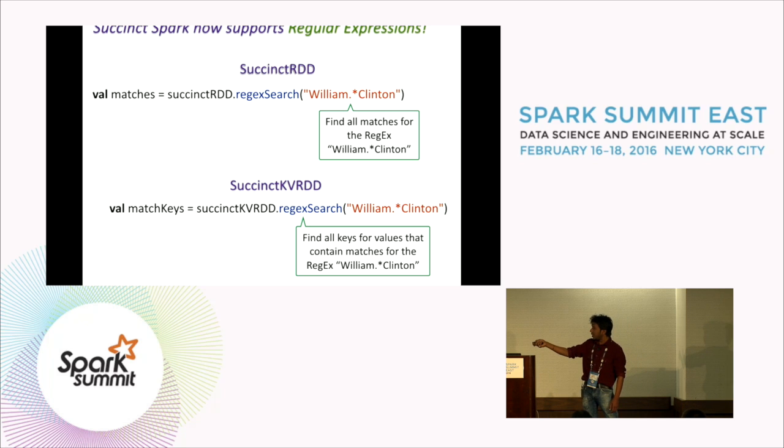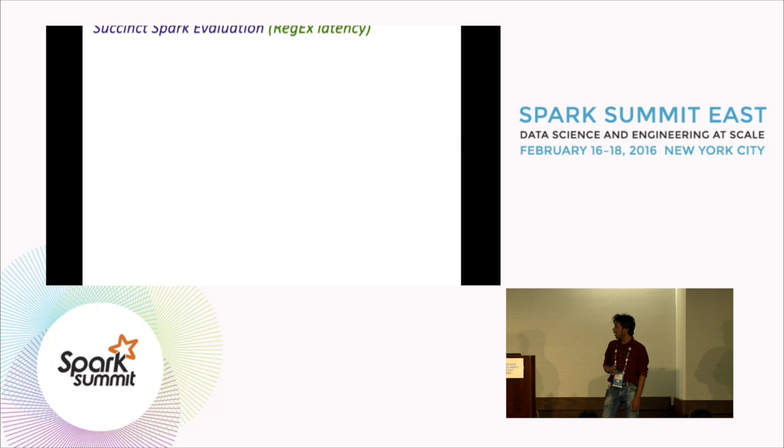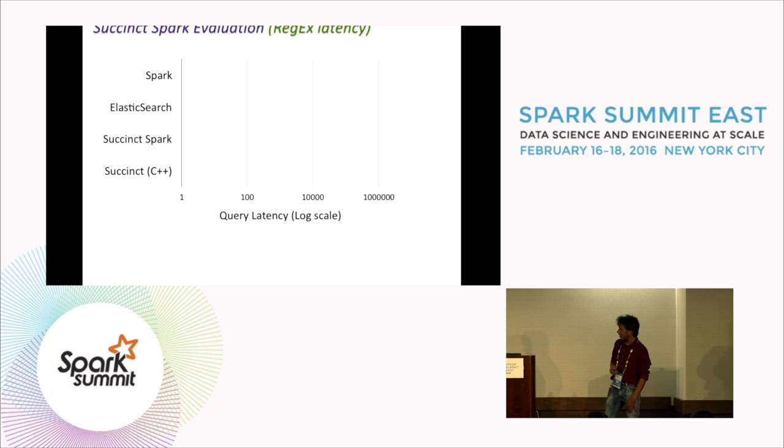Same thing in KV RDD, you can just replace search by regex search. Okay, so let me show you some numbers on regex search. I have exactly the same systems, except that I've added Succinct on Spark, just to show you something about Spark. And on the log scale, again, the query time is in milliseconds, but now, since it's regular expressions, some systems take a lot of time.